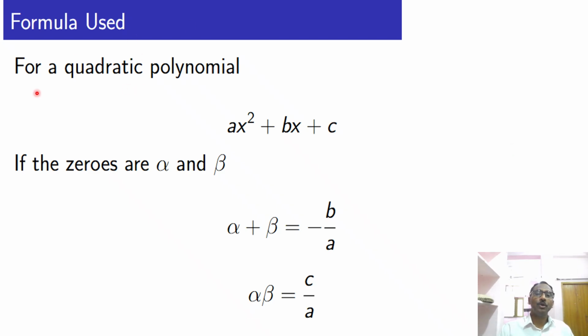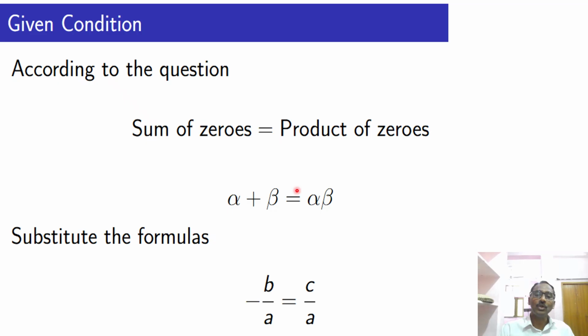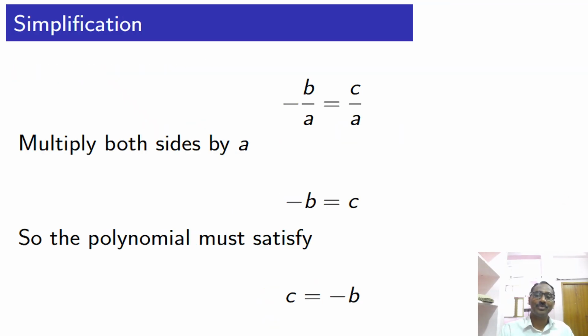Solution, once you can see. For a quadratic polynomial ax square plus bx plus c, this is the standard form of a quadratic polynomial. If the zeros are alpha and beta, alpha plus beta is equal to minus b by a, and alpha beta is equal to c by a. They gave alpha plus beta equal to alpha beta in the question. That means minus b by a equals c by a. So a gets cancelled. Minus b equal to c. What is the condition here you are getting? Minus b equal to c, that is, c equal to minus b.